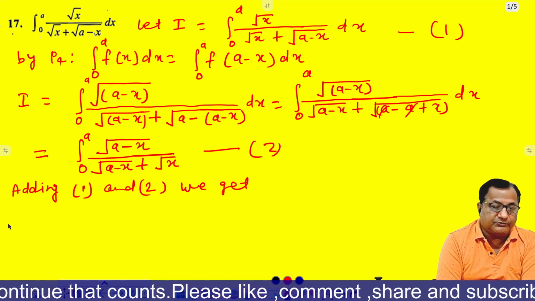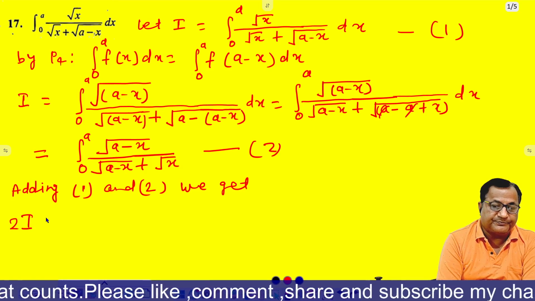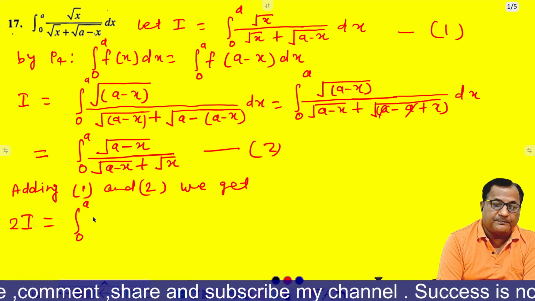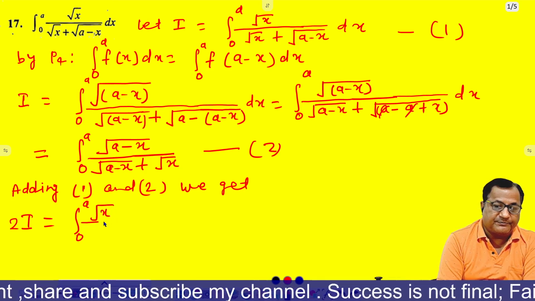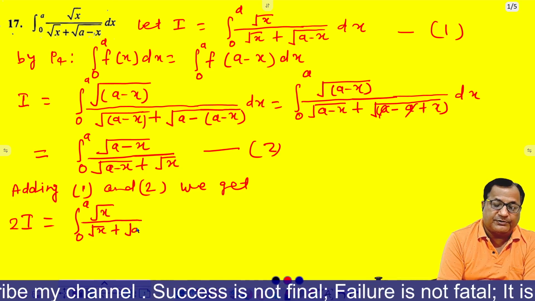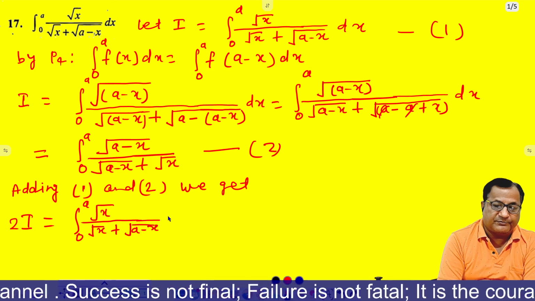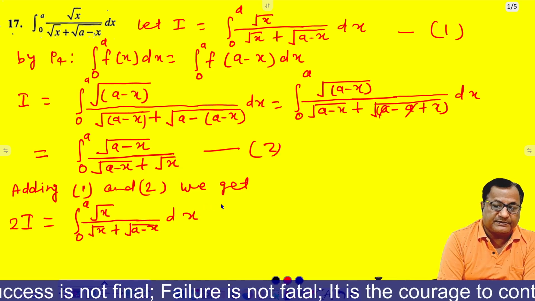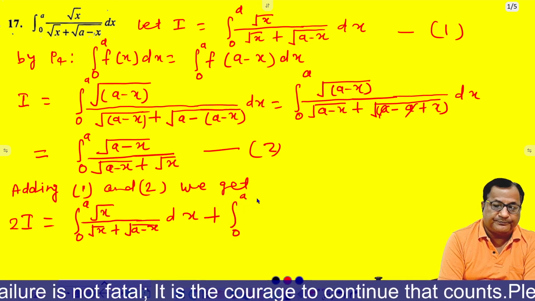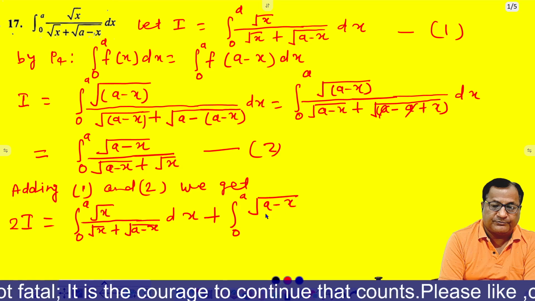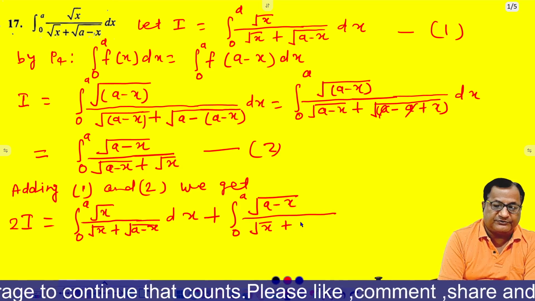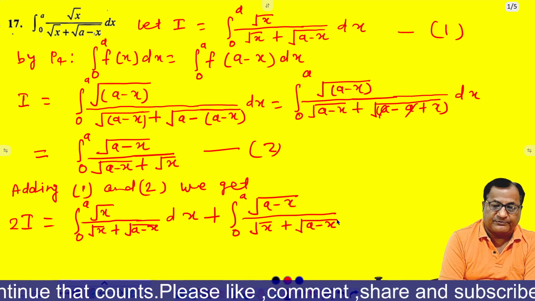it will add, so 2I is equal to the integral from 0 to a of root x divided by root x plus root a minus x, dx, plus the integral from 0 to a of root a minus x divided by, this is also root x plus root a minus x, dx.